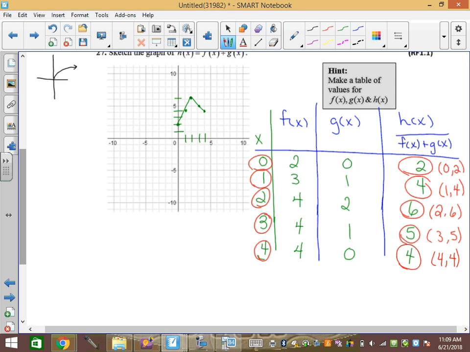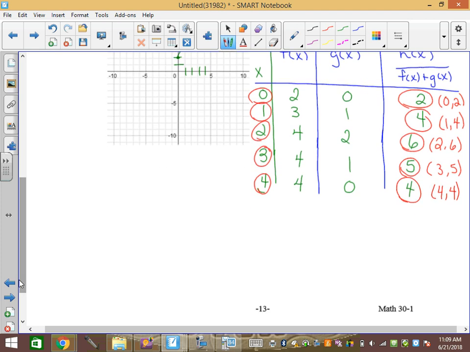So you literally just take the same x's, find the y's for those values, and then do the operation, whether it's multiplication, division, addition, subtraction. Yeah, that's all you do. And then you have your new graph.